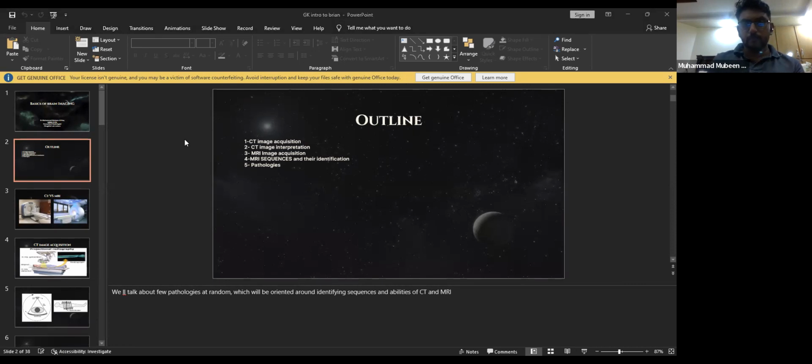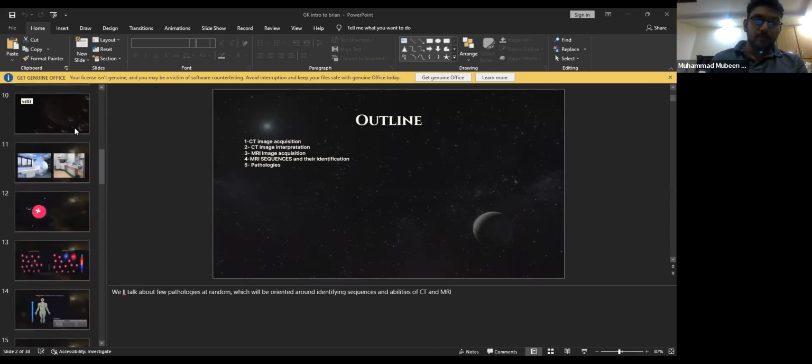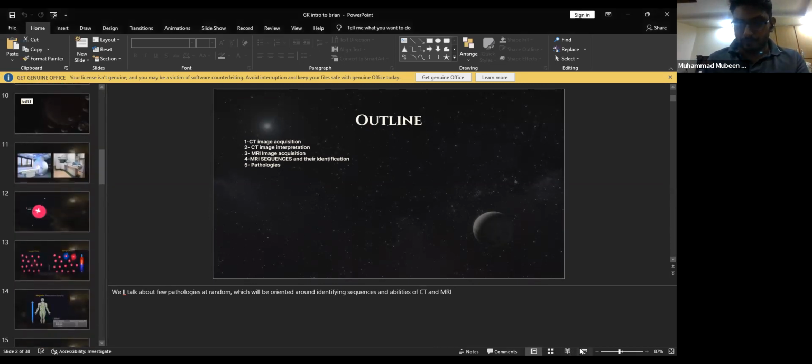What I planned to do with this presentation was to go through CT image acquisition and CT image interpretation, and then move on to the MRI images, sequences and interpretation. But I got a few messages from people who really wanted to go through the MRI, so we will focus on the MRI first. Then, if we get the time and the energy, we'll come back and do the CT imaging. So let's start with the MRI first.